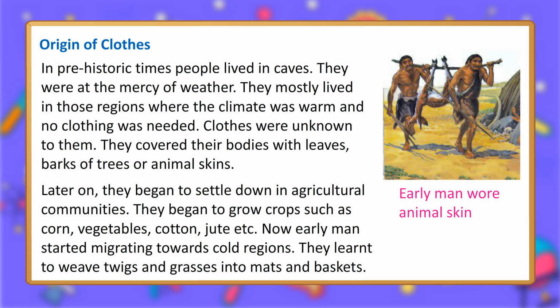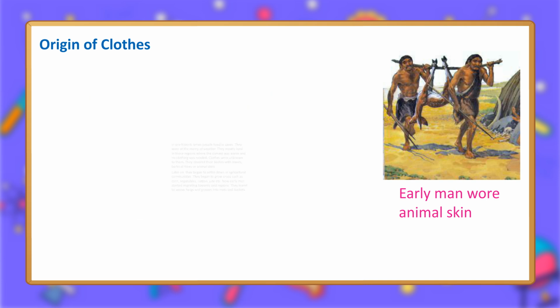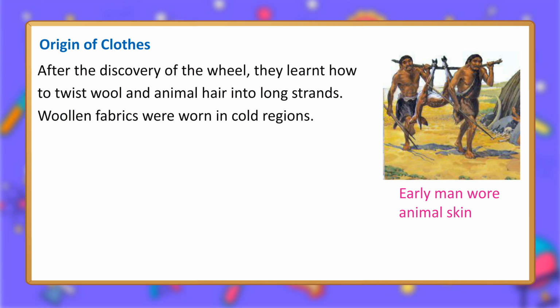Later on, they began to settle down in agricultural communities. They began to grow crops such as corn, vegetables, cotton, jute, etc. Now early man started migrating towards cold regions. They learned to weave twigs and grasses into mats and baskets. After the discovery of the wheel, they learned how to twist wool and animal hair into long strands.